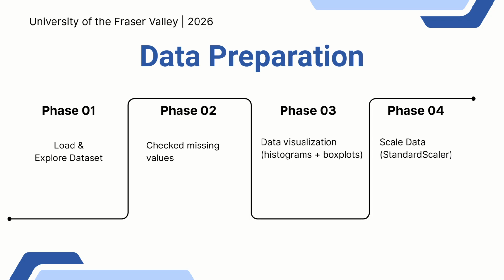For the data preparation, first I explored the dataset to get a better understanding before applying any methods. Then I checked if there were any missing values. After that, I visualized the data using histograms and box plots just to understand the distribution of the dataset. Finally, I scaled the data using StandardScaler. And one thing I noticed is that the dataset is not normally distributed, just by looking at the histograms.